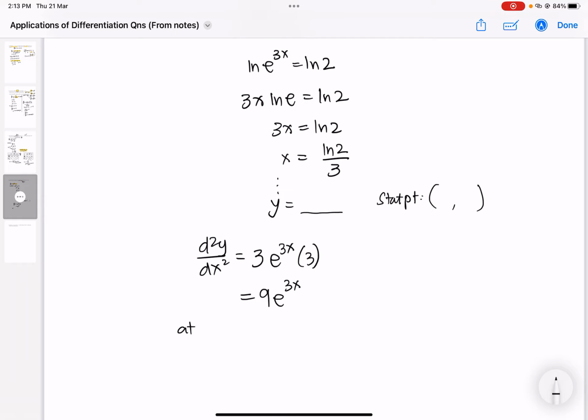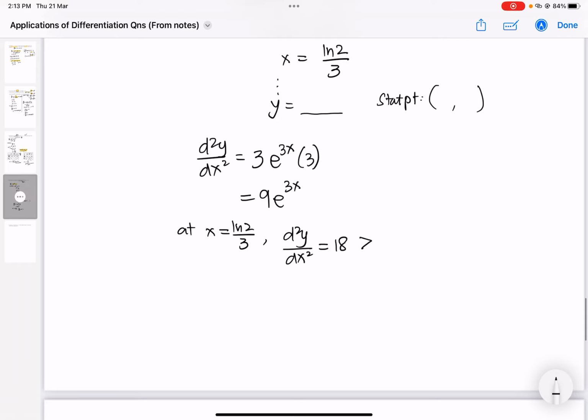So to determine the nature, we need to substitute the x value into the second derivative. When you substitute this into the second derivative, you will get 18. 18 is a positive value. This means the graph has a minimum point at this stationary point. Okay, because the question wants the coordinates, you will need to write down both the x and y coordinate here.